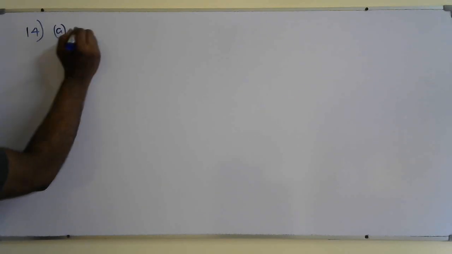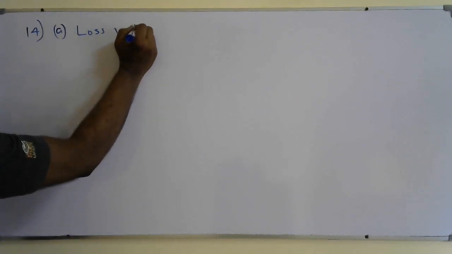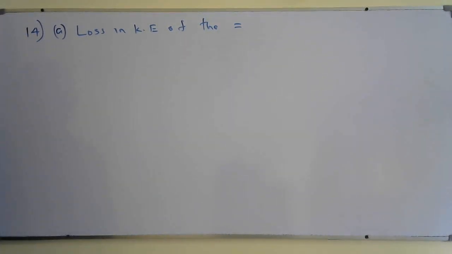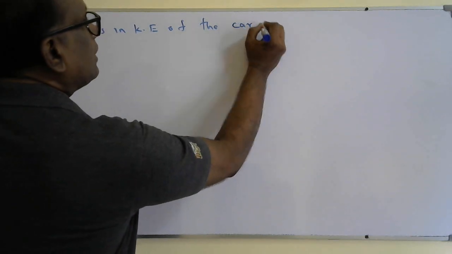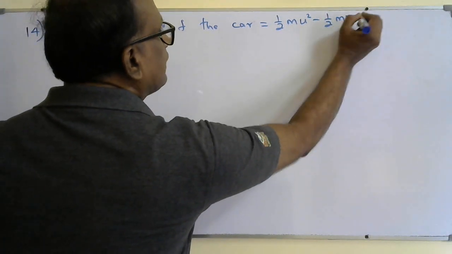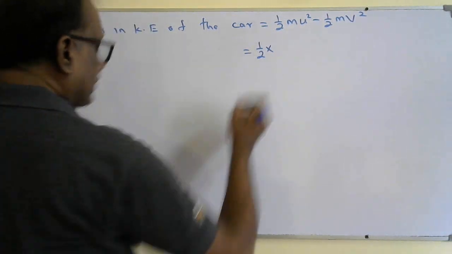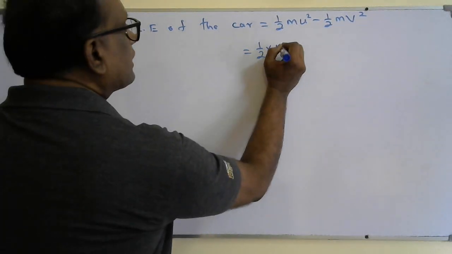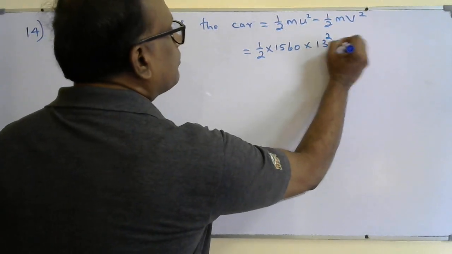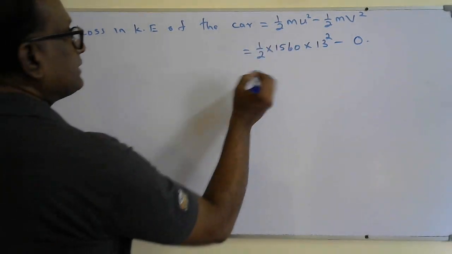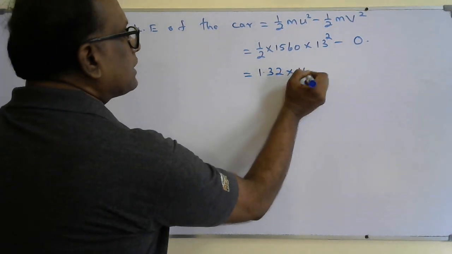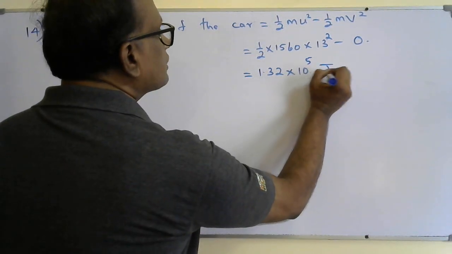So we'll find the loss in kinetic energy. The loss in kinetic energy of the car, how much it loses during the braking, is half m u squared minus half m v squared. So half into the mass of the car, given as 1560. It was traveling at a speed of 13 meters per second. Minus, finally it comes to rest, so the final kinetic energy is 0. So that's going to be 1.32 into 10 to the power 5 joules.